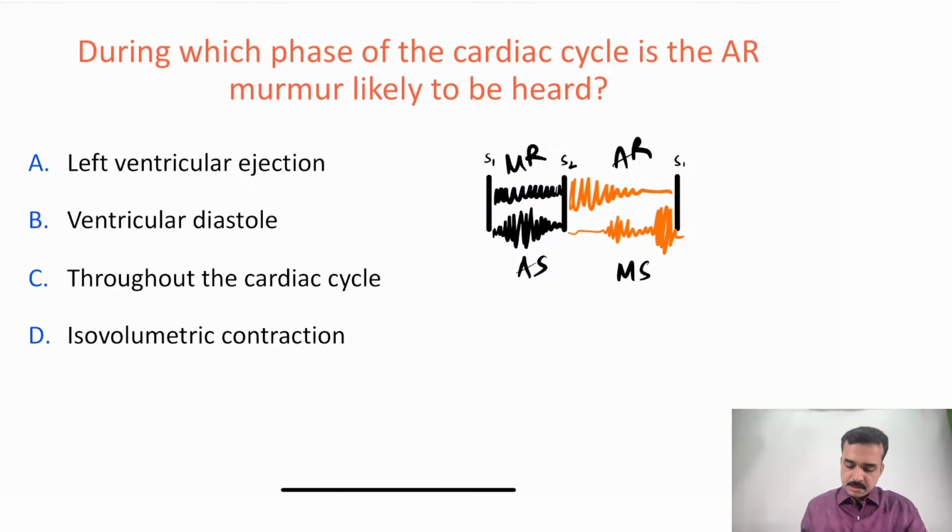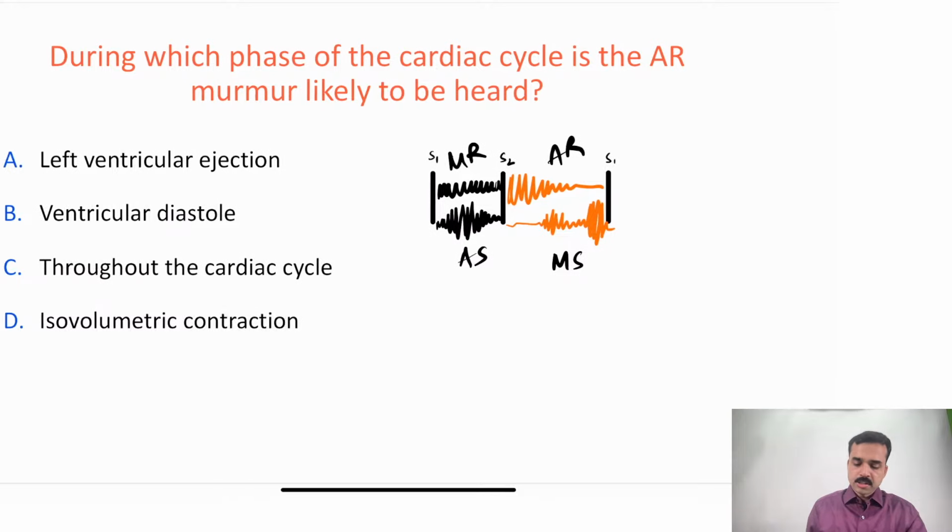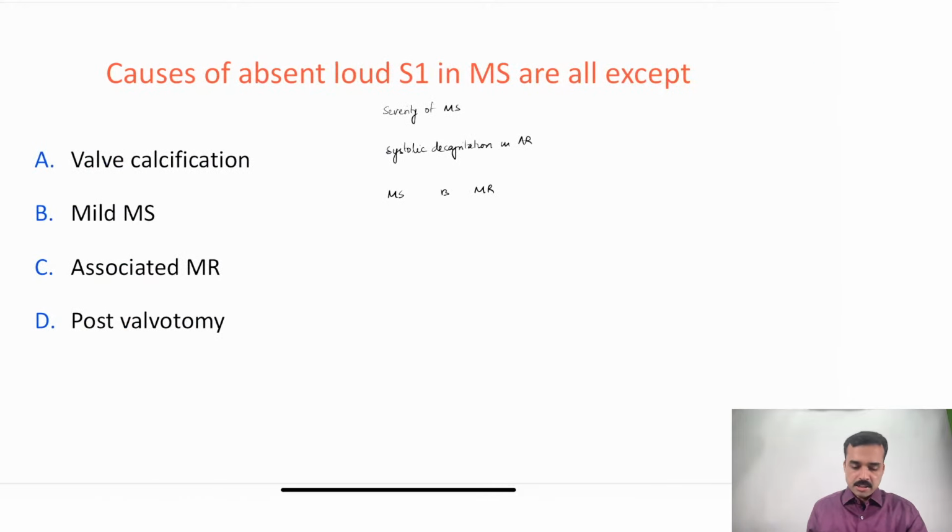Okay, so these are the phonocardiographic representations. Yes, the murmur is likely to be heard during early diastole. That would be the right answer. But you can hear an Austin-Flint murmur also because of severe AR. Very good. Okay, yet another clinically based question.